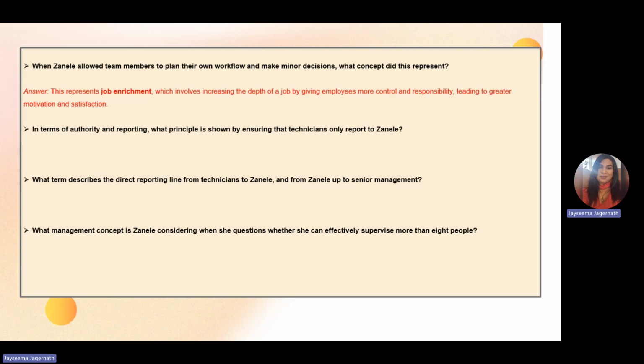So job enlargement is adding additional tasks at the same level. Job enrichment is adding tasks that increase responsibility.